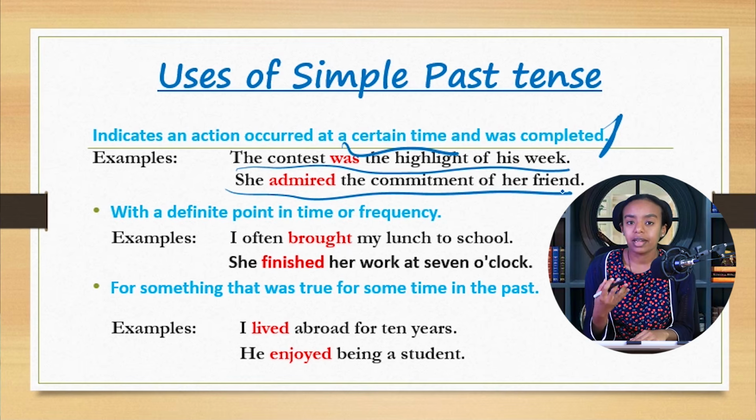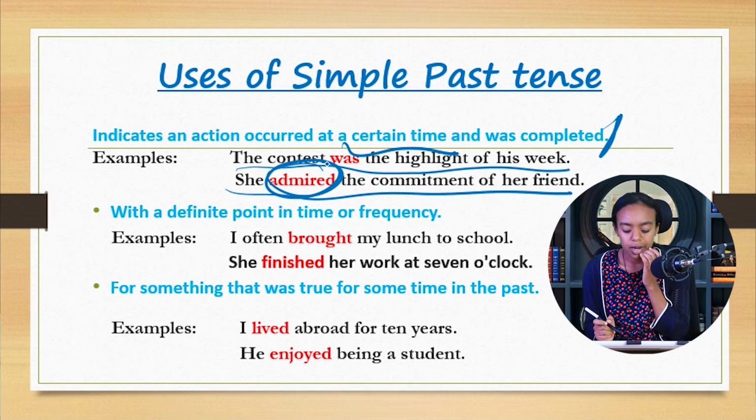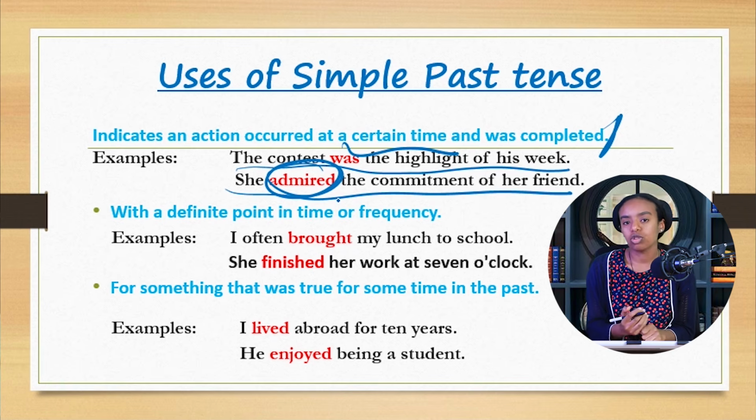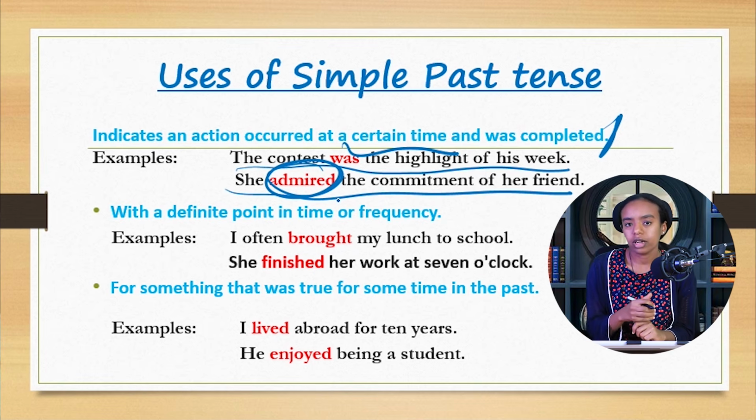She admired the commitment of her friend. የጓደኛዋን ኮሚትመንት አደነቀች። አሁን ይሄ በኋላም ስቴቲቭ ቨርቦችን ስናይ የምናየው ነው። አድማየር ስቴቲቭ ቨርብ ሊሆን ይችላል። ስቴት ኦፍ ቢይንግ ሊሆን ይችላል። አሁን አድማየር ማድረግ ትላንት አድርጌው ዛሬ የማቆመው ነገር አይደለም ማለት ሰውን ማድነቅ ሊቀጥል ይችላል። ግን እንደዚህ አይነት አክሽኖች ላይ we have to be careful.